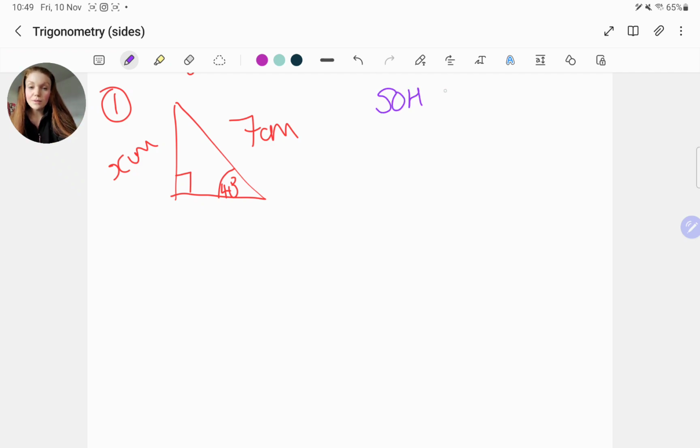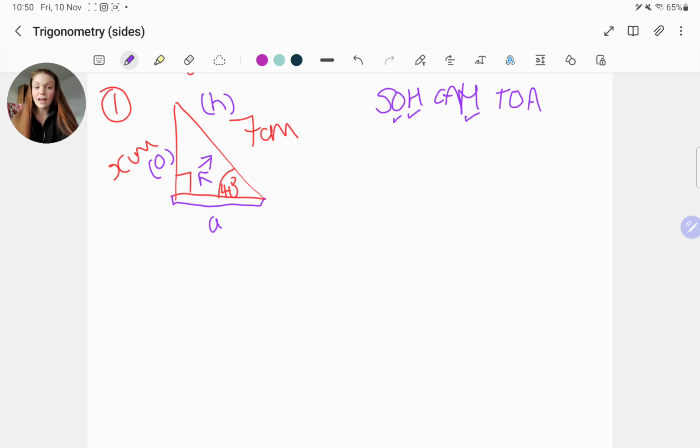So SOHCAHTOA, okay, oops, I just rubbed that out, SOHCAHTOA. Then we're going to label our sides. So the one opposite the right angle is H, opposite the angle is O, and the one on the same side as both angles, or the one that's left, is adjacent. Okay, let's look at our SOHCAHTOA. And we need to say, right, I want this one, okay? I have got the hypotenuse, so we can tick all the hypotenuse, and I've got the opposite, okay?